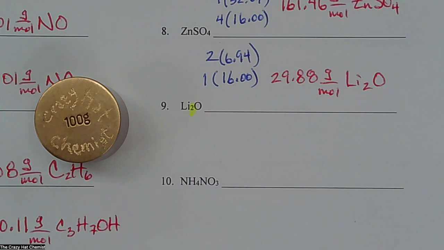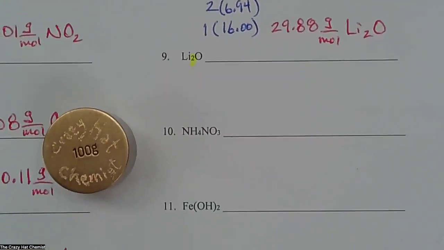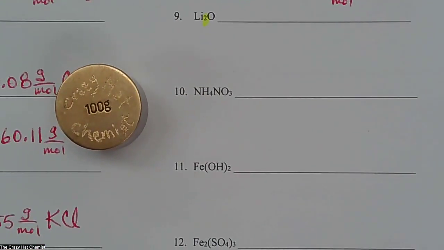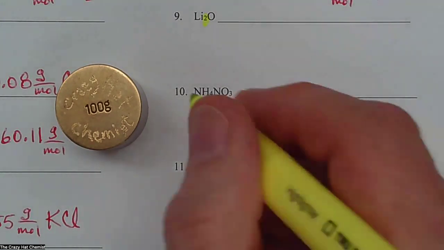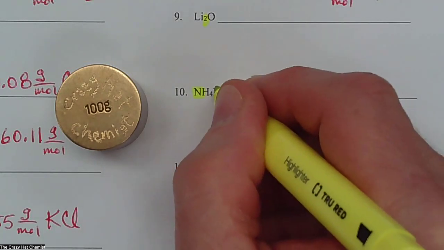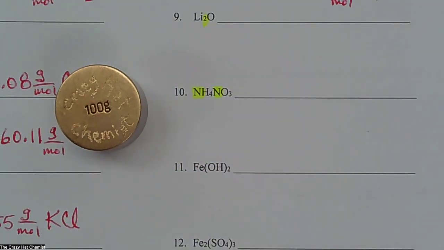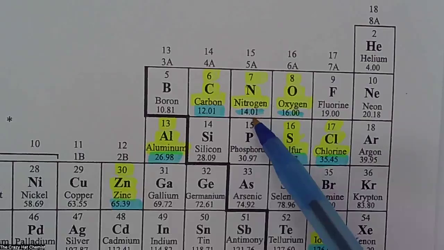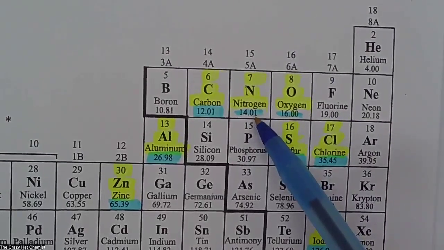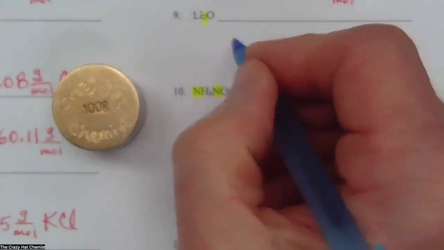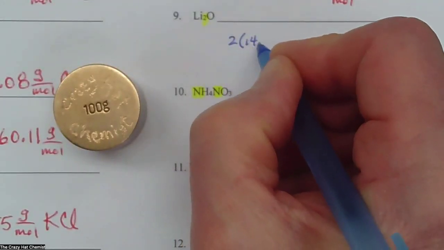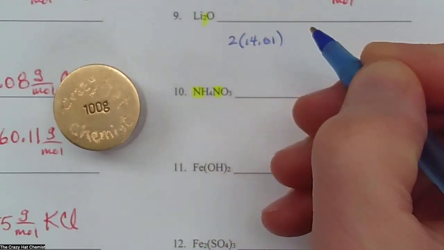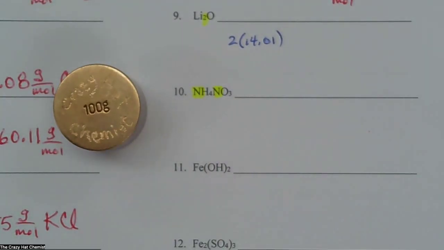Here we go with number 10. Number 10 is ammonium nitrate. So we got to be careful about number 10. I'm going to highlight a nitrogen and another nitrogen. So the total number of nitrogens is 2. We've done nitrogen already before. It is atomic number 7. That's N for nitrogen, and it's 14.01 for the molar mass. There are 2 nitrogens at 14.01.